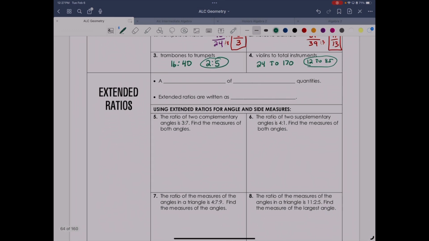Extended ratios now. So an extended ratio is a comparison of 3 or more quantities.